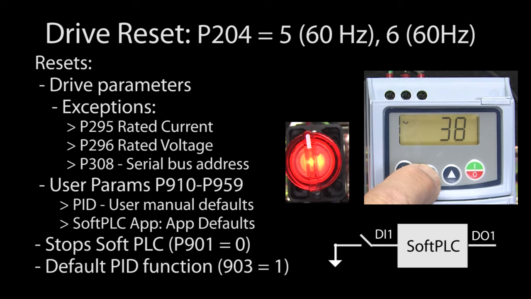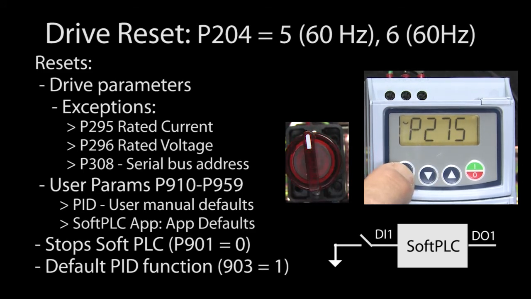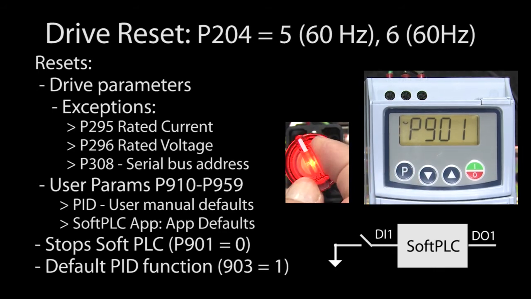Now since we reset the drive parameters, we need to go back to drive parameter 275 and set it to a 37. That tells the drive that digital output 1 is being used by the soft PLC. Now if I go to parameter 903, I see it got reset to the built-in PID function. I'll change that back to my soft PLC app. And parameter 901 after the drive reset says the soft PLC is stopped. So I'll change that back to run the program. And sure enough, my switch and indicator are working again.